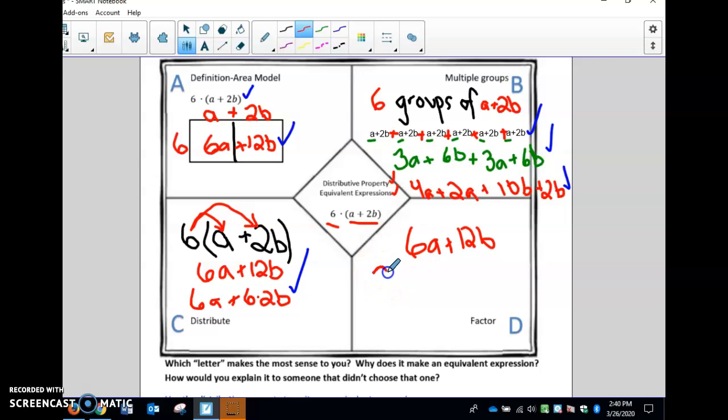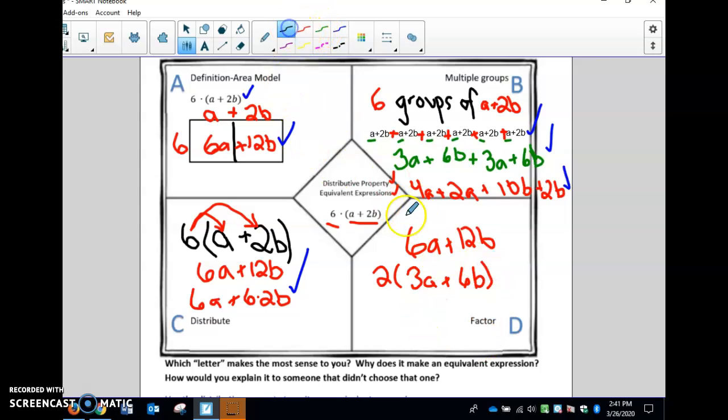So I'm going to pull a 2 out. I got a 2, and then I have to think about, okay, 2 times what will get me to 6a? In this case, it would be 3a. And then I'm going to do the same thing with the b's. 2 times what gets me to 12b? Well, that would be 6b. That expression is also equivalent, and that's that idea of factoring out.